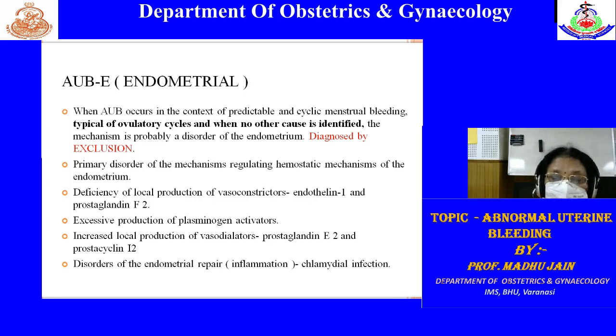Normally, there is a balance between prostacyclin E2 and prostacyclin I2. When this is disturbed, or there is an excessive production of plasminogen activators, at that same time there is a defect in endometrial repair. Shedding is more and the repair action is slow. So this may cause abnormal uterine bleeding or might be associated with subclinical chlamydial infection.